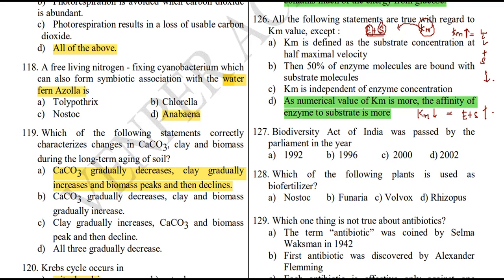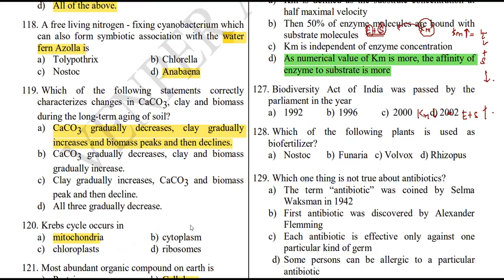Okay, the next question. The Biodiversity Act of India was passed by the Parliament in which year? Okay, it is in 2002. So the answer is option D. Okay, yes, so it is 2002. Okay, next we'll see the rest of the questions.